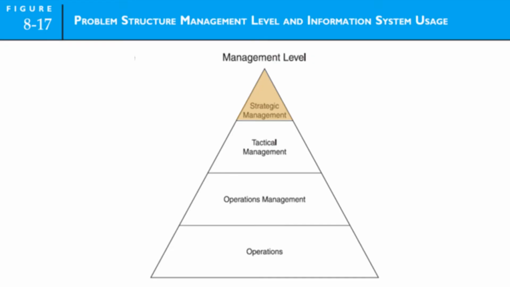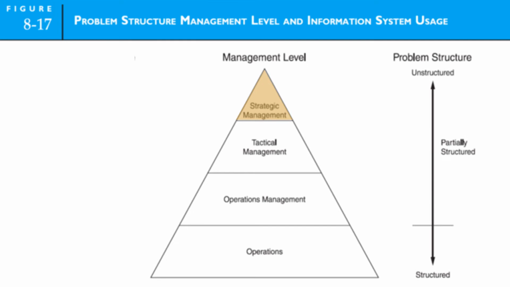So let's have a better understanding by looking at this diagram or figure explaining the problem structure, management level and the information system used based on this. When we have the management level, we have strategic management at the top of the hierarchy, then tactical management, followed by operational management, and at the bottom of the diagram is the operation.